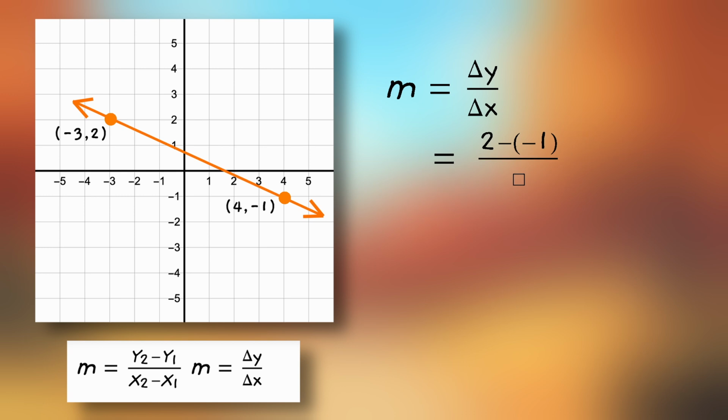And we divide that by the difference in the x coordinates, which is -3 minus 4. So 2 minus -1 is +3, and -3 minus 4 is -7. So the slope of this line is 3 divided by -7. Now you can write this in several ways. You could say it's -3 over +7, or you could say it's just -3/7.